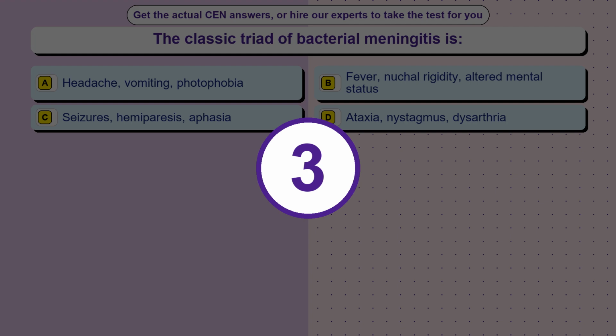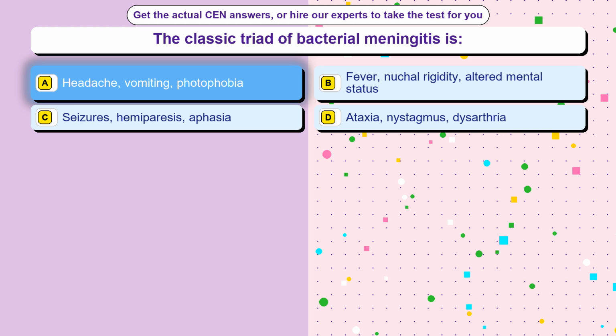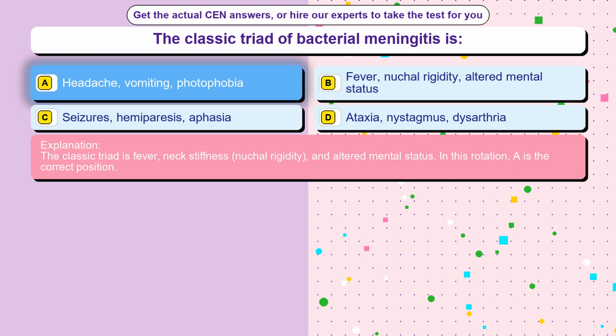The correct answer is option A, headache, vomiting, photophobia. The classic triad is fever, neck stiffness, nuchal rigidity, and altered mental status. In this rotation, A is the correct position.